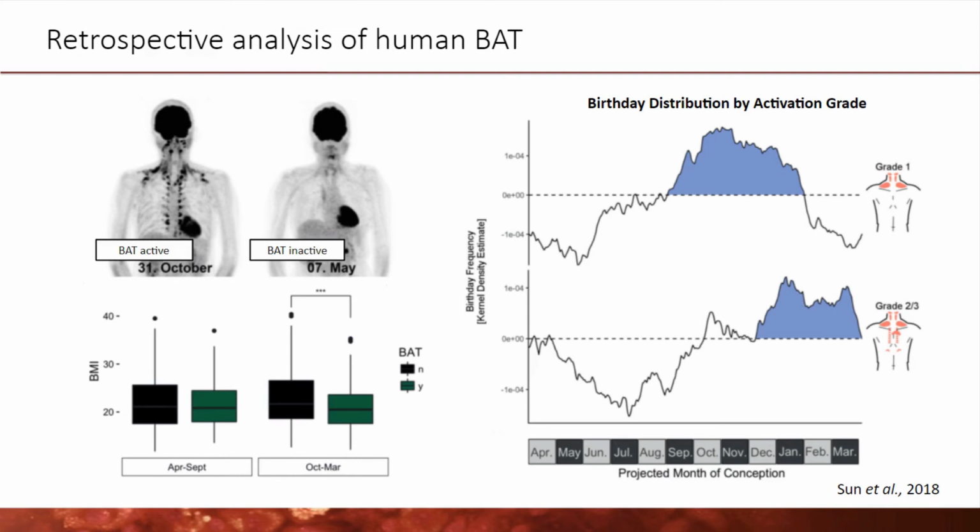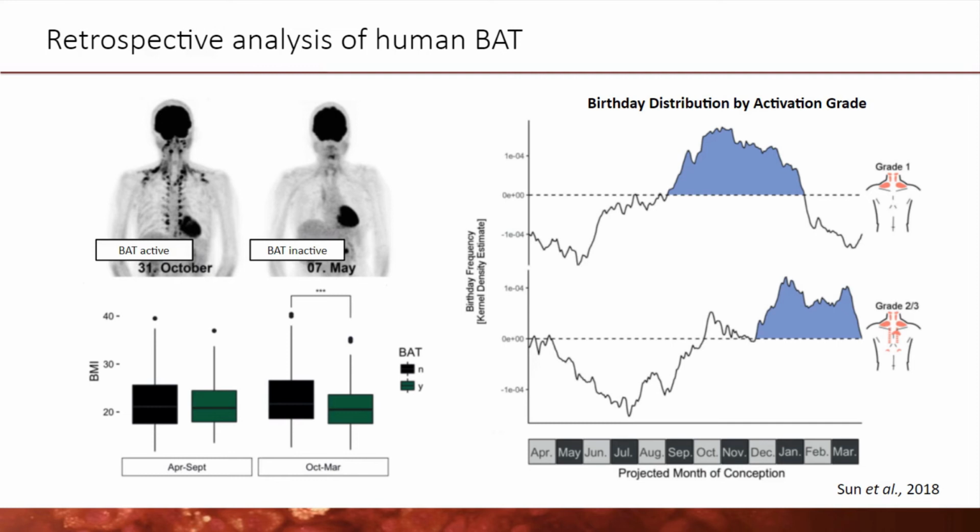And this will introduce a bit the concept of epigenetics in controlling this plasticity. This study started with the analysis of a human cohort in which we looked at PET-CT scans from about 14,000 patients from the greater area of Zurich. And in the upper left corner, you can see how a person with active BAT looks, while a person with inactive BAT has basically no brown fat.